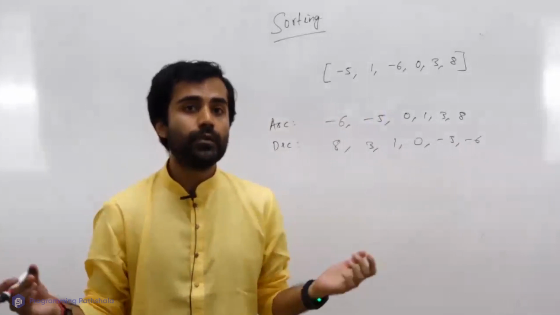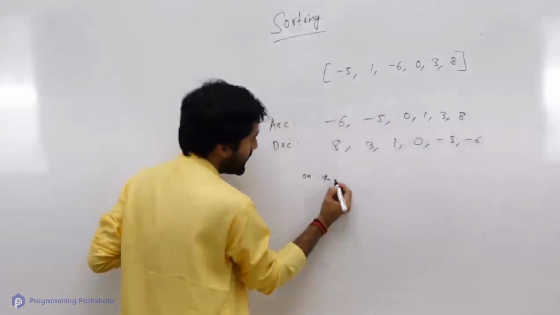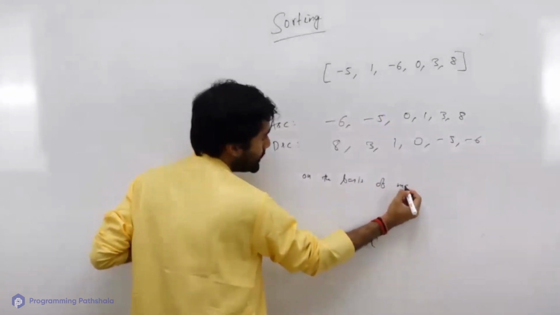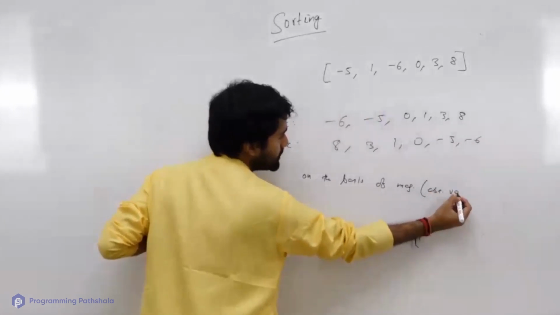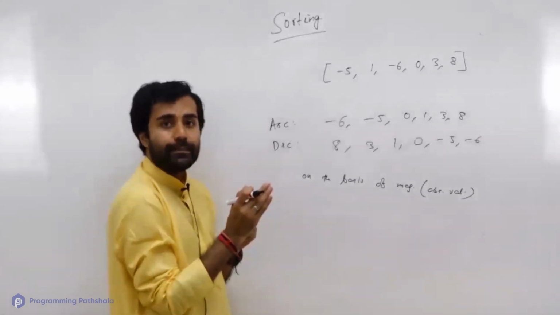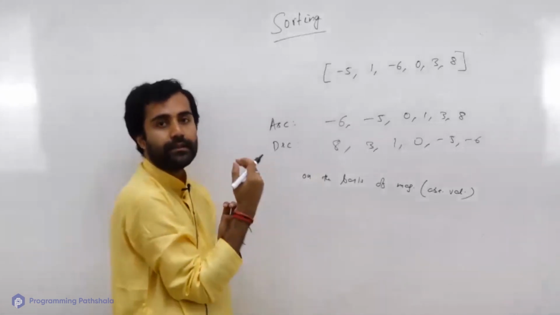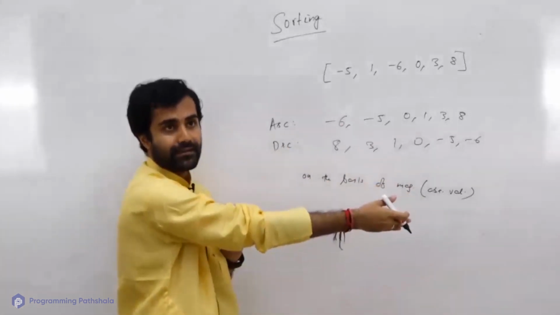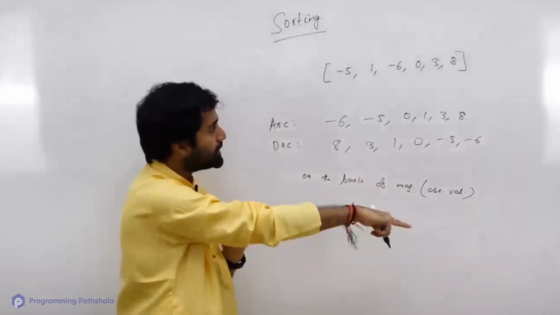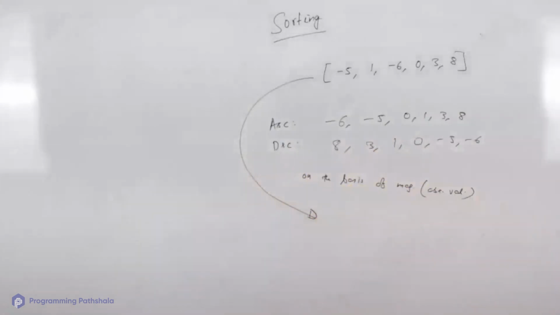Let's say I come up with a new order, where I want to sort on the basis of magnitude, which is absolute value. Whichever element has the smallest magnitude or smallest absolute value should come first, and whichever element has the largest absolute value should come later. If I ask you to sort on this basis, what will be the result? Print the result on the chat box. 0, 1, 3, -5, -6, 8. That is what Ajay has written. Others? Do you agree to that?